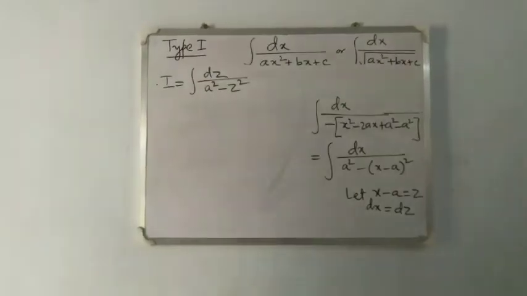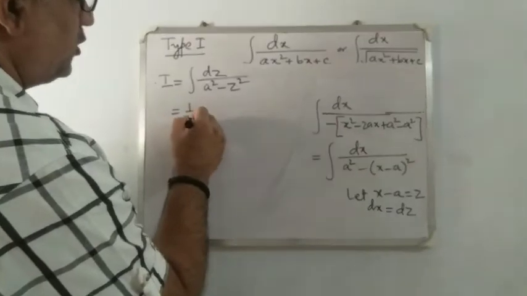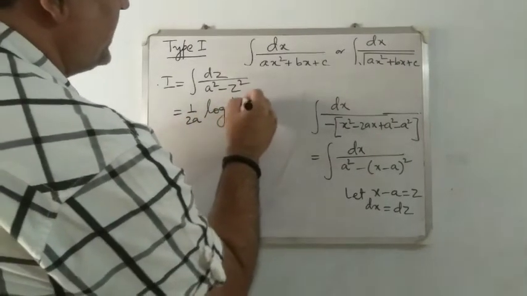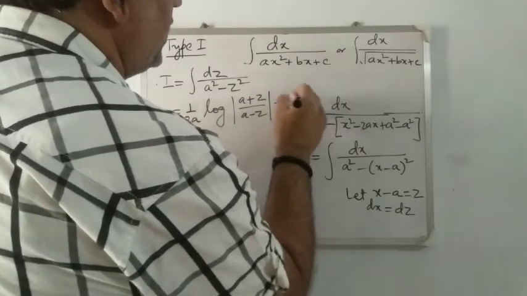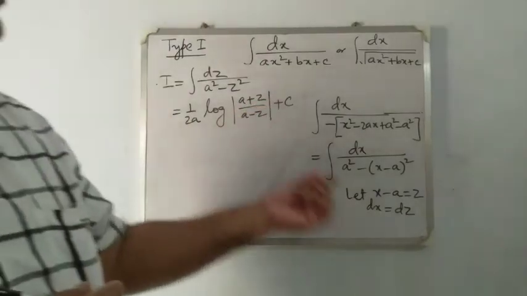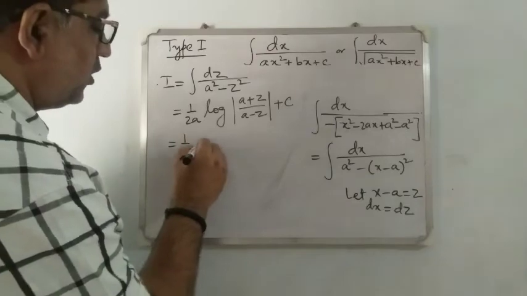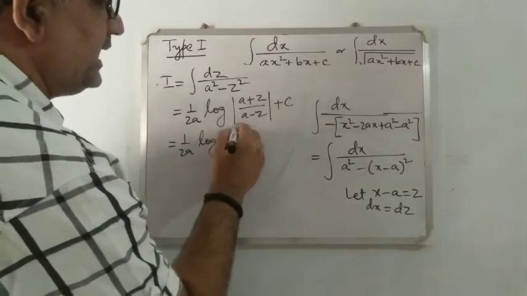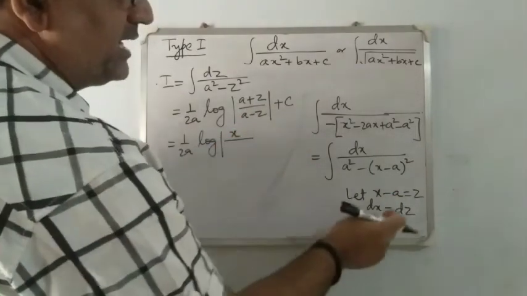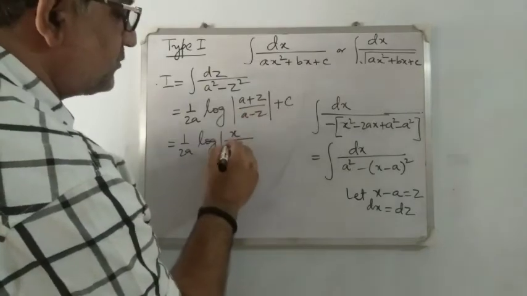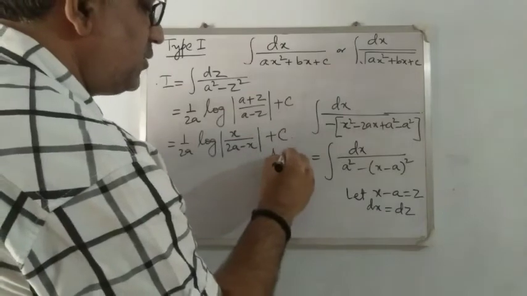Now you know the formula for this a square minus z square. The formula is 1 by 2a log mod (a plus z) by (a minus z), and then plus c. Now boys, you can keep z is equal to x minus a from here to here. What happens? That is 1 by 2a log mod here a plus z. So x minus a cancels out. You will get x, and in denominator x minus a, if you write here, it becomes 2a minus x mod closed plus c. So this will be your answer.